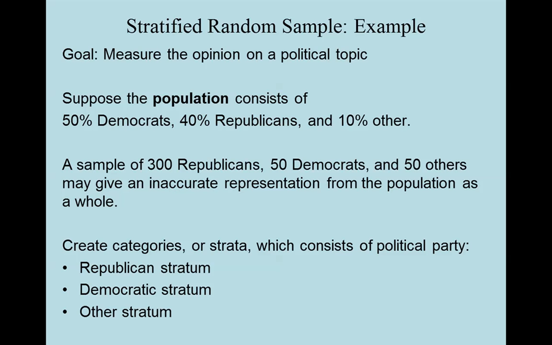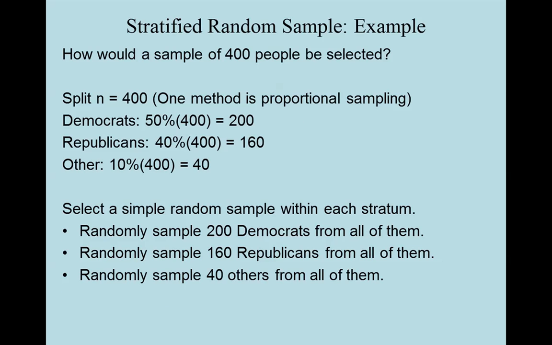How do we attempt to apply this type of sampling scheme? We create categories, or what we call strata, which consist of political preference. So a Republican stratum, a Democratic stratum, and then an other stratum. How would a sample of 400 people be selected? So the three strata, again, are the Democrats, Republicans, and other.